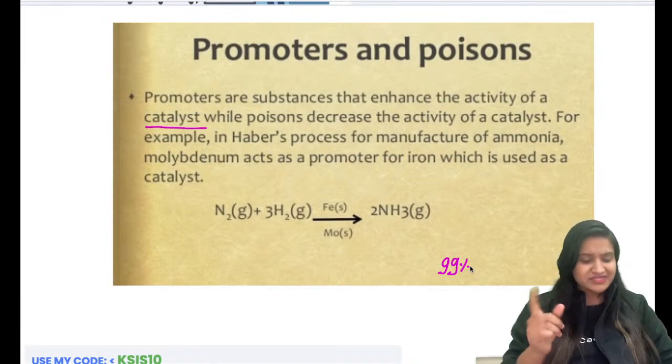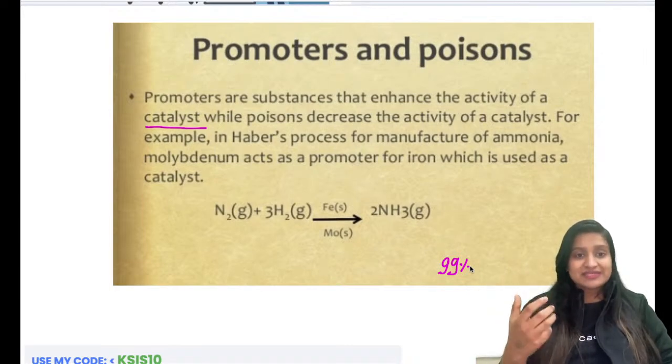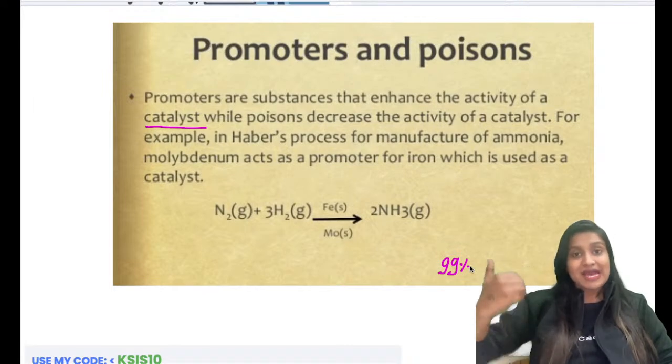It is promoters and poisons. Now, if you want the activity of the catalyst to increase, so that the catalyst will increase the rate of the reaction.